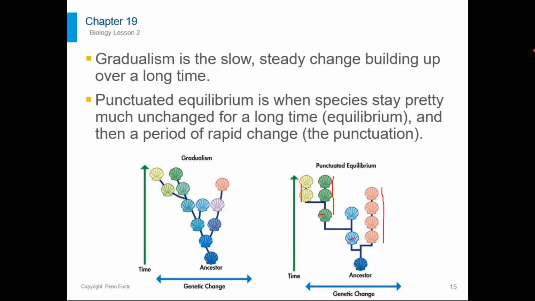Okay, and both of these have happened. There's a lot of times of gradualism with different species, and there's times with punctuated equilibrium where they stay pretty stable for a while, and then there's changes in the environment that cause lots of quick changes.